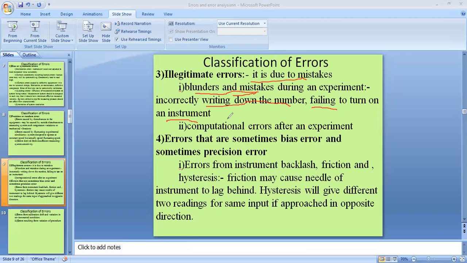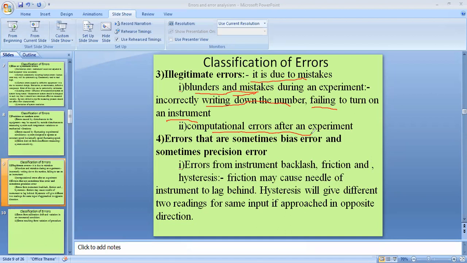Next, there can be various devices in your experiment and you forget to switch on a particular supply. So that is illegitimate errors. It can also be the computational errors made by the person involved in the research. So all this goes to the illegitimate errors.